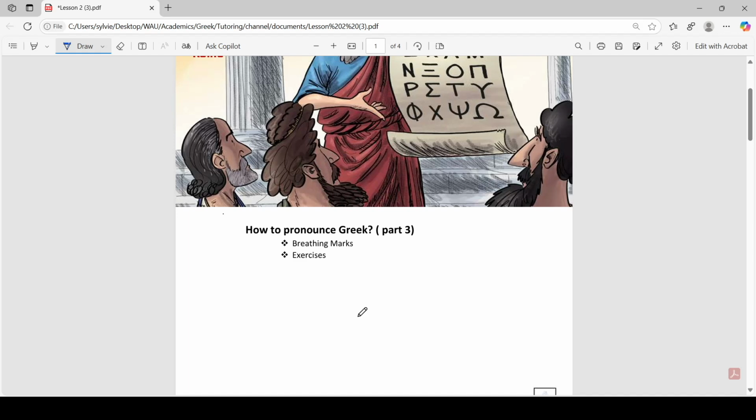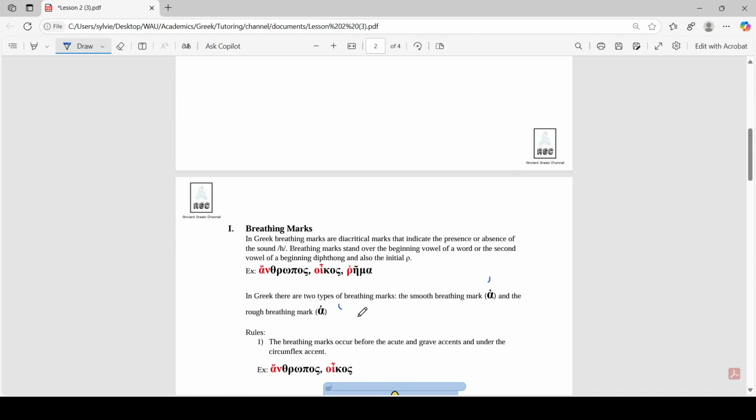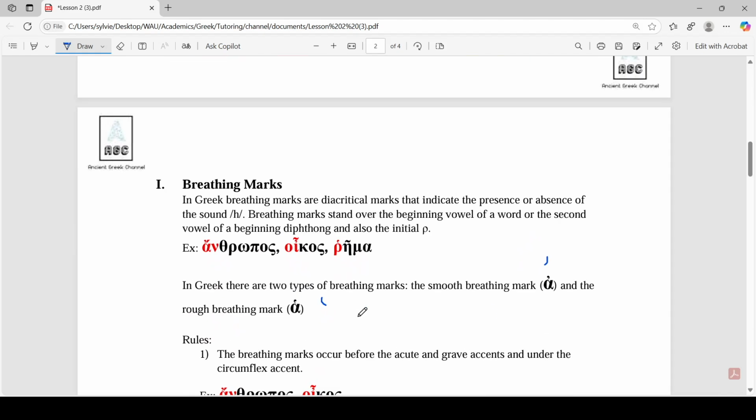Breathing marks in Greek Koine. What am I talking about? Am I talking about signs in Greek that tell you how to control, to keep your breath while pronouncing Greek words? Not at all. Breathing marks are actually diacritical marks that indicate the presence or absence of the sound H in a Greek word.